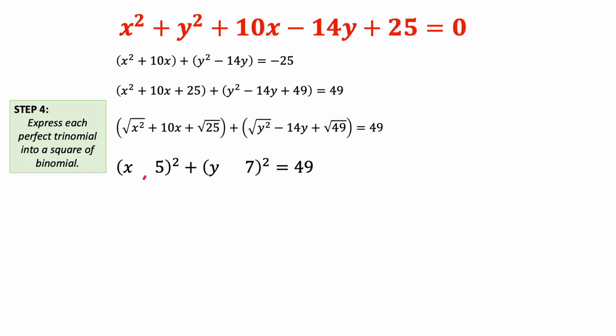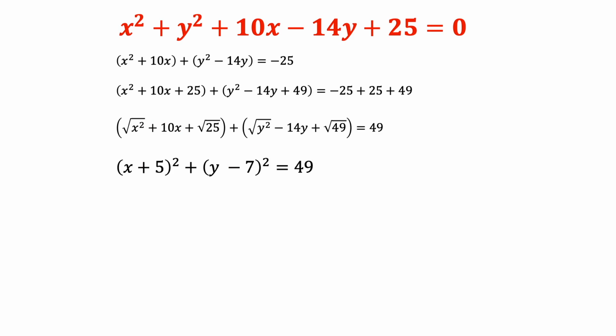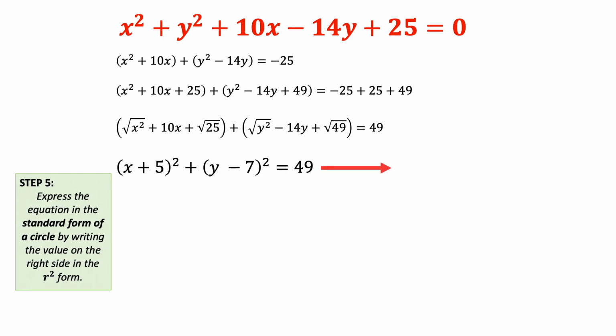Now, the operations between x and 5, and y and 7, are the signs of the second terms, positive 10x and negative 14y. Therefore, our equation now is quantity x plus 5 squared plus quantity y minus 7 squared equals 49. In step 5, we will just express the equation in the standard form of a circle where its radius in the right side is squared.